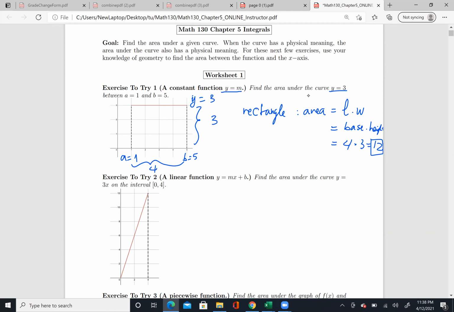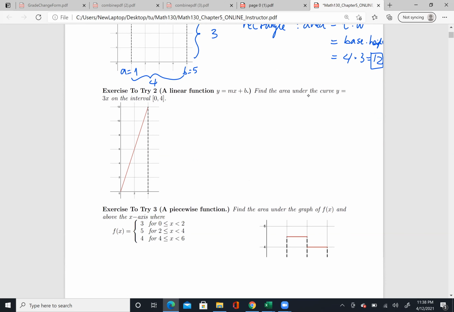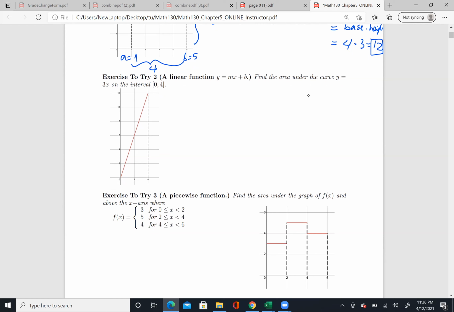All right, so that's going to be the answer. Let's move to number 2. I have a linear function y equal to mx plus b. So, for example, in here we are going to try to find the area under the line, y equal to 3x. So in here b equal to 0, right? On the interval from 0 to 4, right?